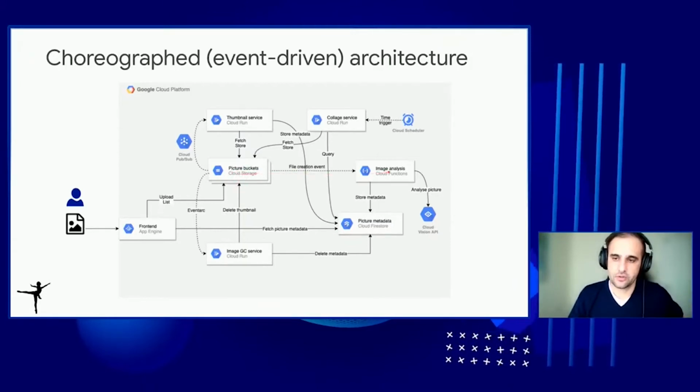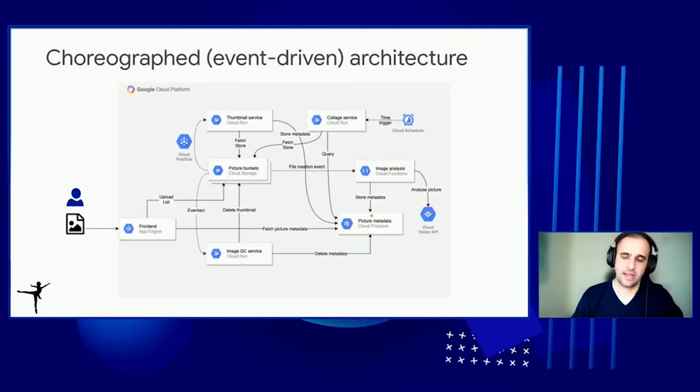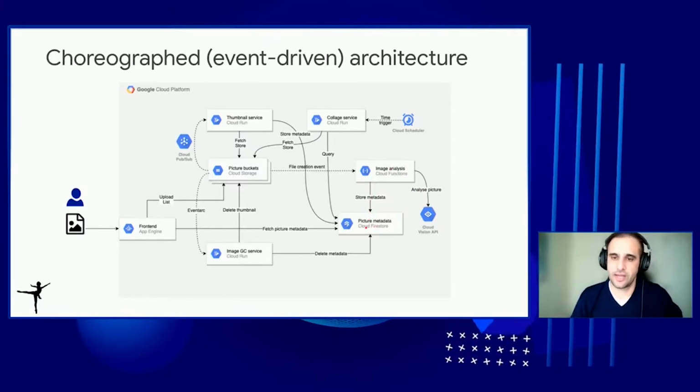The first event goes to a cloud function, and it's a direct event from storage to cloud function. Then the cloud function analyzes the picture using Vision API, then stores the metadata, the labels, the colors, and things like that into Firestore, which is a NoSQL database.